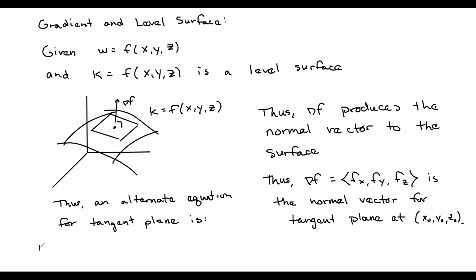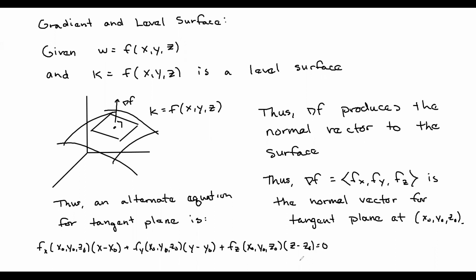It is the partial with respect to x at x naught, y naught, z naught, times x minus x naught, plus the partial with respect to y at x naught, y naught, z naught, times y minus y naught, plus the partial with respect to z at x naught, y naught, z naught, times z minus z naught, equals 0. That is not the same definition as we had previously given for the tangent plane. So I do want to be clear, this is a different definition. There are two different definitions for finding the equation of a tangent plane. This is an alternate equation.